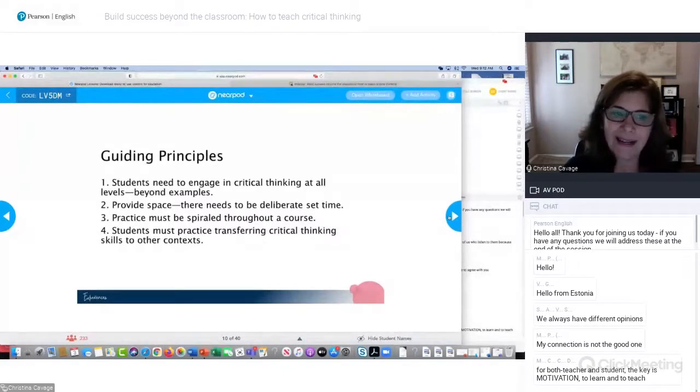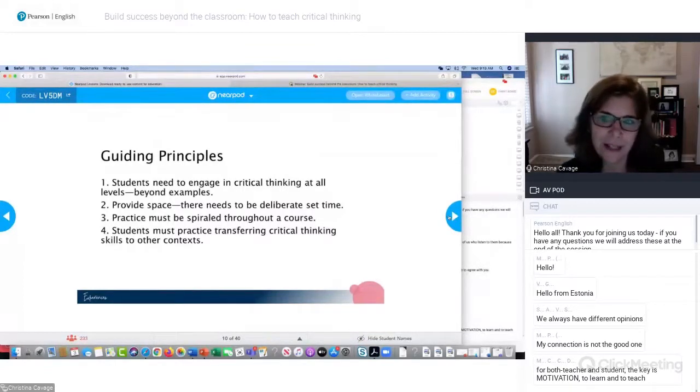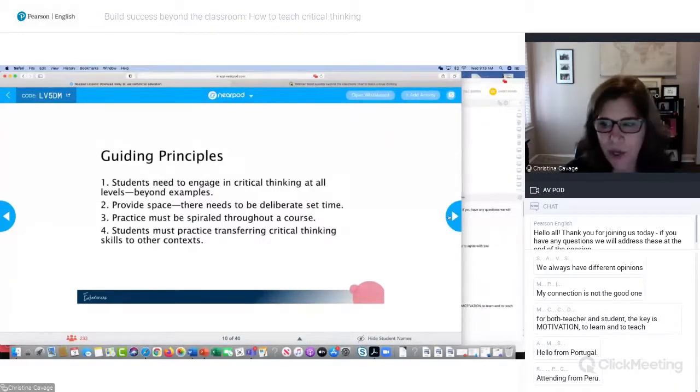And what do I mean beyond examples? In the beginning, it's great to give some sentence framers, but after that, I want students to be able to develop that language. That's part of our linguistic competency, right? So I'm building the linguistic competency along with my critical thinking. Number two is so important.